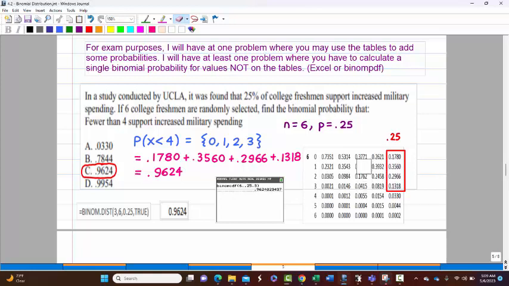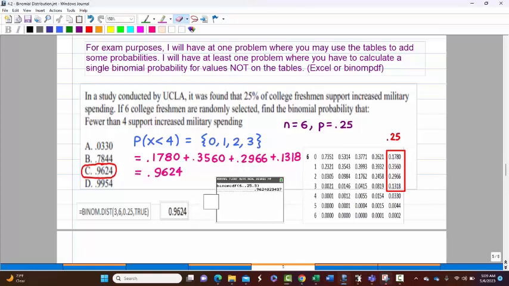This time, don't do 1 minus here. 1 minus is whenever we wanted the greater than part. But for this, just do a straight up cumulative at 3. And you'll get the 9624, or binom CDF, because that's the cumulative at 3, and you'll get 9624.